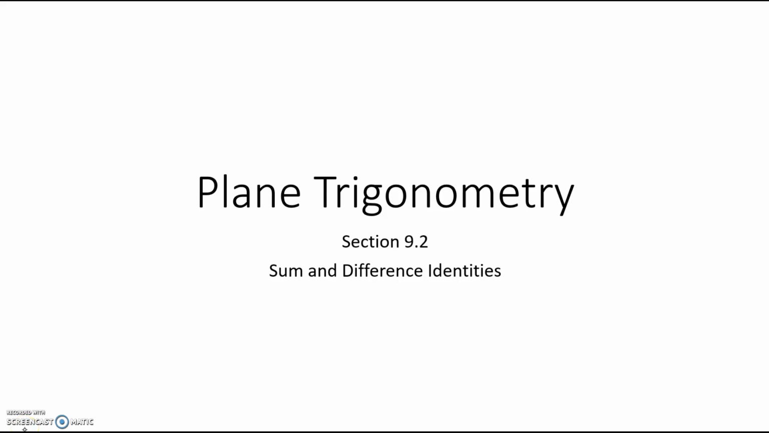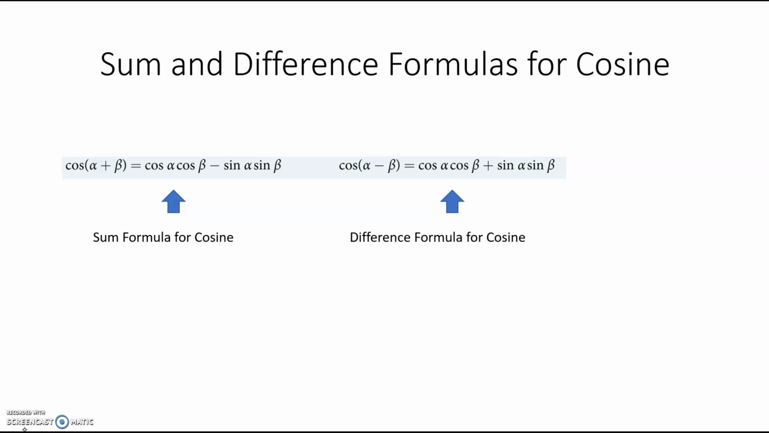All right, section 9.2, we're talking about sum and difference identities. Okay, so for cosine, the sum and difference formulas would be this right here.